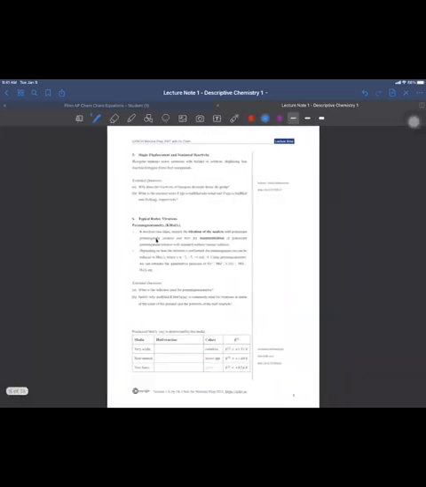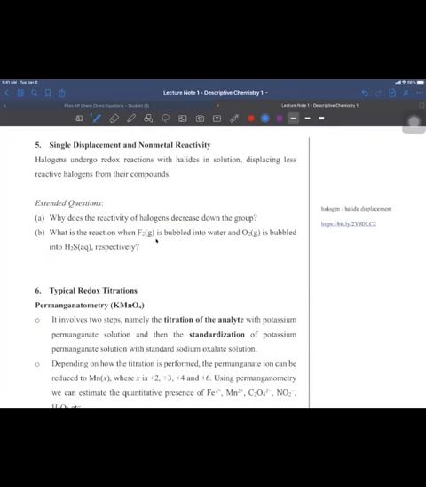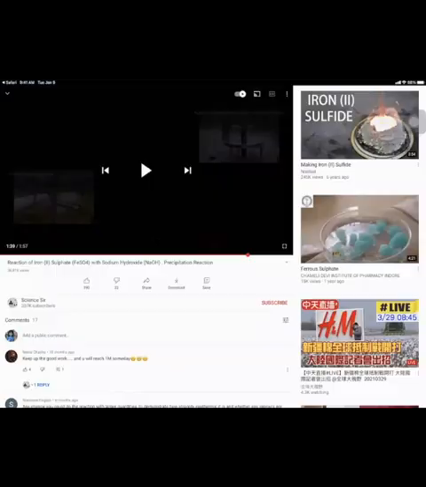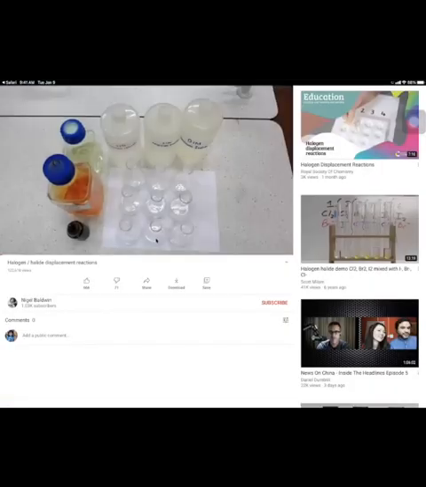Great. And then the next part is about the single displacement and the non-metal reactivity. So I think the most typical example is the halogen halide displacement, right? I think maybe we can have a quick look at this video. I think it's good for you to know the color change.